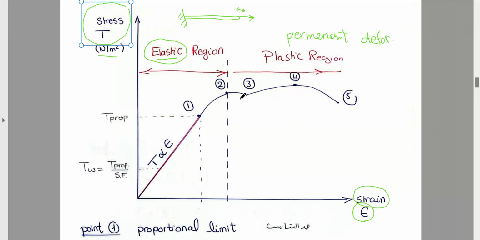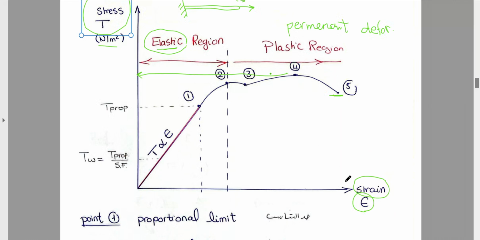Point 3 is called the yielding point. Point 4 is called the ultimate stress. It is the maximum stress you can achieve. Point 5 is called the breakdown or the rupture point.